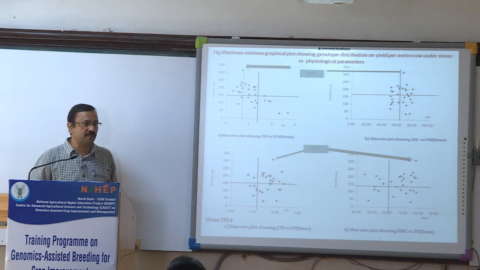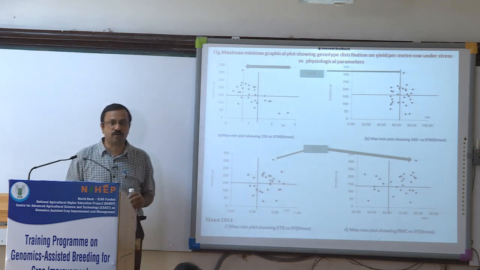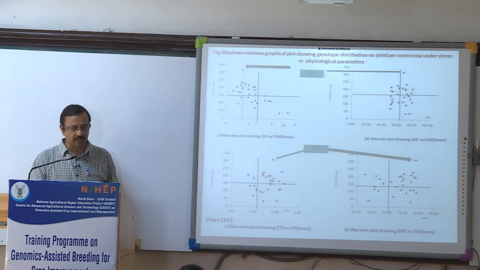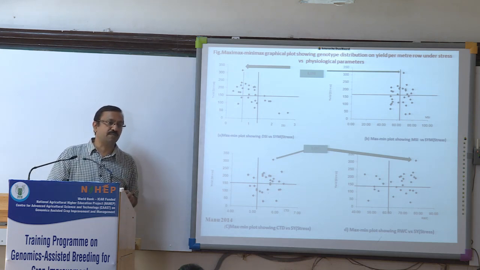You require some other parameters, and that we could establish using this max-min plot, that it is basically the relative water content and the membrane stability index that plays a major role. But then that's a different question. As a breeder or as a crop improvement person, what am I interested in? I am interested in yield per se.